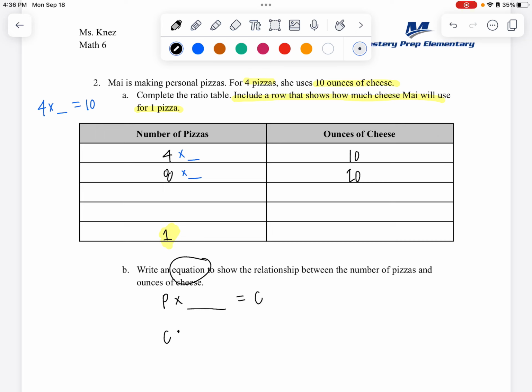What I want to challenge you to do in question B is to also show me what can you do to C every single time to get P. And on this Wednesday night homework, I want you to really push to include both of those equations, the multiplication and the division.